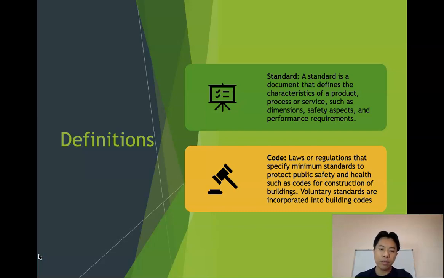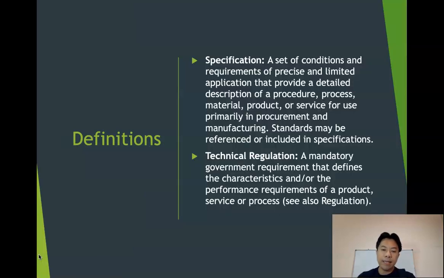Building codes are very important because these serve as legal documents that protect both you as the developer, you as the designer, and also the people that reside inside the building. So if we take building and change it to a ship, that's how we work. So we have standards and also codes. In both standards and law, we have specification and also technical regulation.